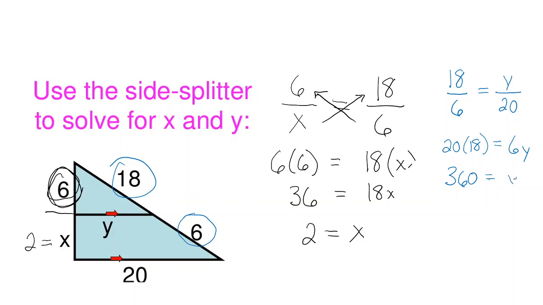equals 6y, and so y would equal 120. Oh, excuse me, not 120. I left out the 6 there. I missed that. And it equals 60. Okay, so this would be 60. As you can see, there's a k factor of 3 that's involved in this proportion. Everything is multiplied by 3. K equals 3.